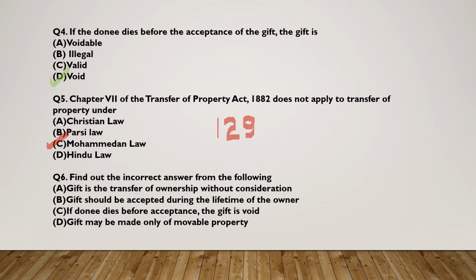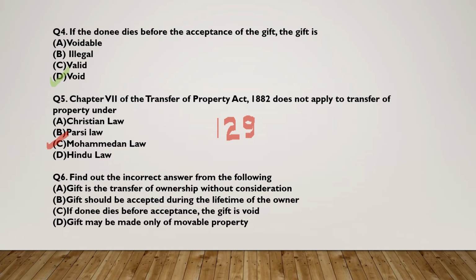Question number 6 is, find the incorrect option from the following. So which is the incorrect option? Option A, gift is the transfer of ownership without consideration. Option B, gift should be accepted during the lifetime of the owner. Option C, if the donee dies before the acceptance, the gift is void. Option D, gift may be made only of movable property.